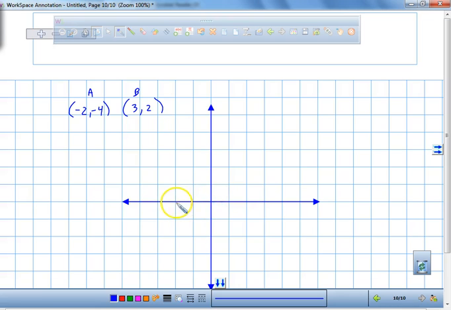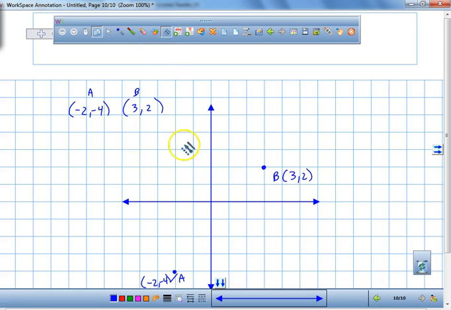So I'm going to go -2, -4. I'm going to put a point. I'm going to call it point A and label it -2, -4. I'm going to go over here. I'm going to go over 3 and up 2. I'm going to put another point right here. I'm going to call this point B, which is at 3, 2. Then I'm carefully going to construct a line. I'm going to construct a line that is going to go through those 2 points.